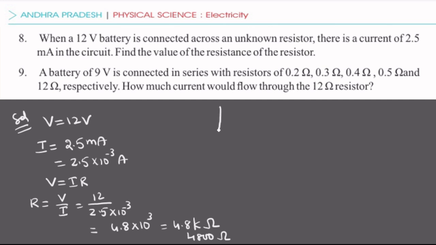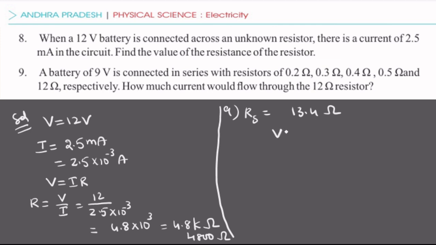Now let us see the ninth problem. A battery of 9 volts is connected in series with resistors of 0.2 ohms, 0.3 ohms, 0.4 ohms, 0.5 ohms and 12 ohms respectively. How much current would flow through the 12 ohms resistor? See, the resistors are connected in series. When resistances are connected in series, the effective resistance is the sum of the individual resistances. If you add all those, you get 13.4 ohms.